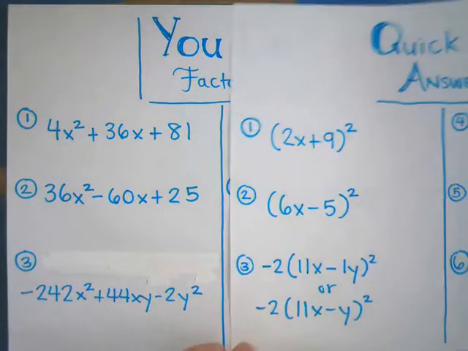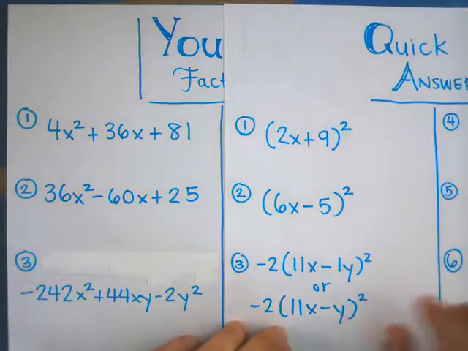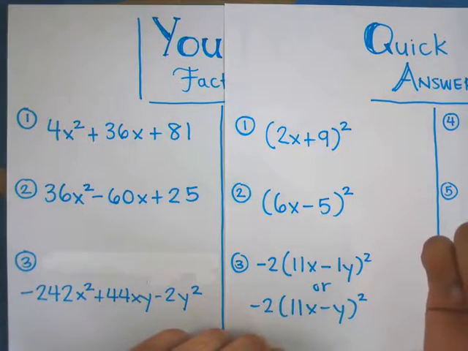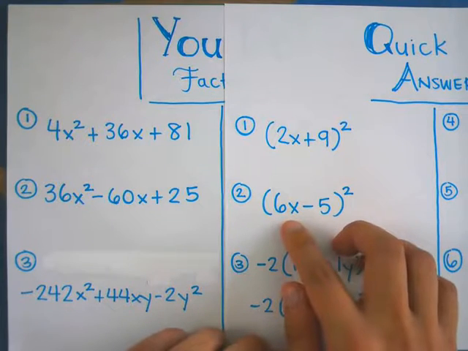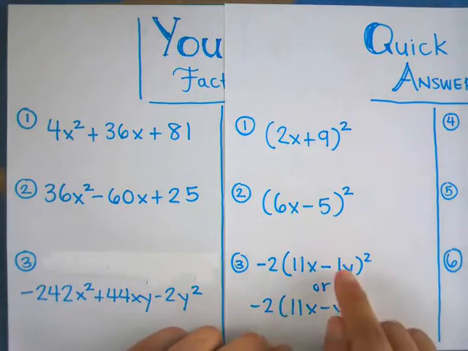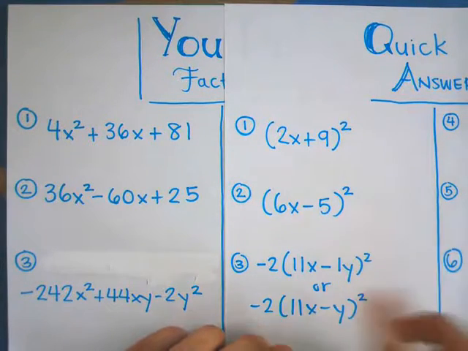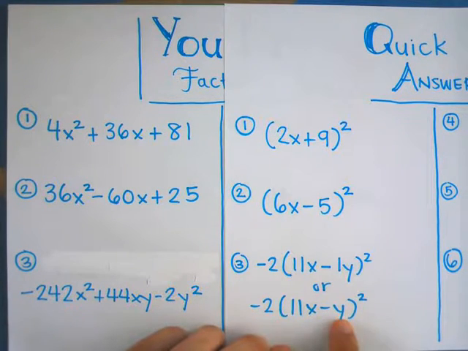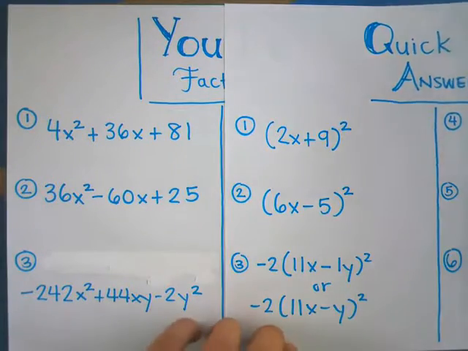Here are the quick answers. So for number 1, you should be getting this one. It's quantity 2x plus 9 squared. Number 2 is quantity 2x minus 5 quantity squared. And number 3, the only difference is this one has a 1, this one does not. They're the same thing anyway. So negative 2 quantity 11x minus y squared, or even in this format, is totally okay. All right. Well, those are the answers for numbers 1, 2, and 3.